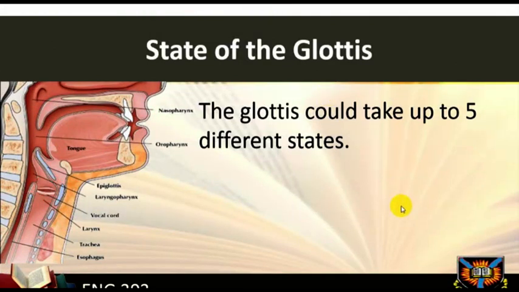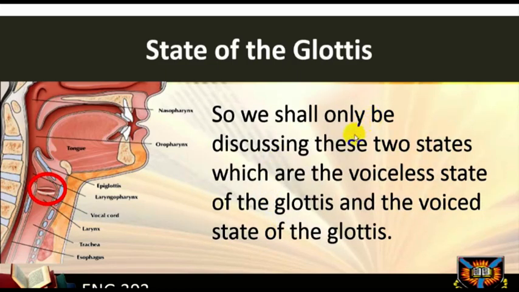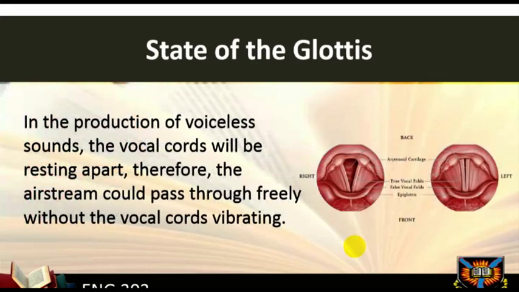State of the glottis. The glottis could take up to five different states. However, in our discussion of English sounds, two states are relevant, so we shall only be discussing these two states, which are the voiceless state of the glottis and the voiced state of the glottis. Let us discuss how these two states are achieved and how they are used to describe English sounds.